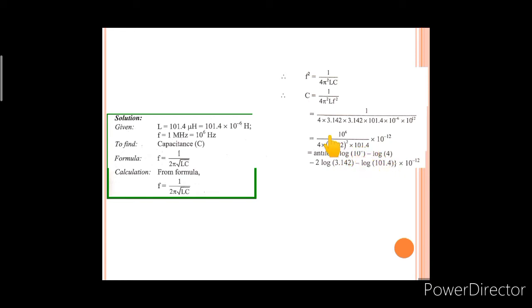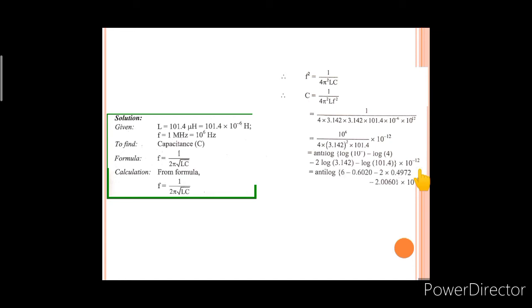So next we have to write minus log 4 minus 2 log 3.142, as this is 3.142 square when we are applying the log. Here we have to use the formula log a raised to n, which is equal to n into log a. So n is 2 over here and a is 3.142, so it becomes 2 log 3.142. Then minus log 101.4, and out of the bracket 10 raised to minus 12 we are writing as it is.